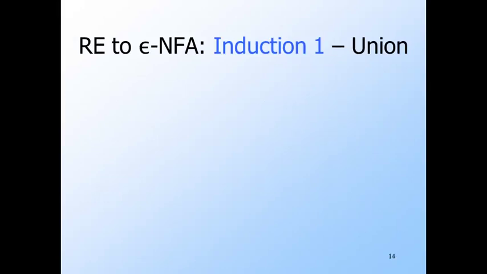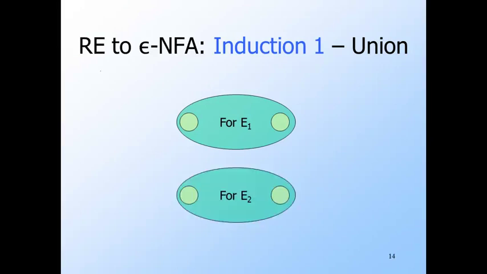There are three cases depending on whether the outermost operator is union, concatenation, or star. Here's the construction for union. Suppose our expression is E1 plus E2. Both E1 and E2 have fewer operators than the entire expression, so the inductive hypothesis applies to these sub-expressions. We may thus assume that there is an epsilon NFA of the desired form for E1, and likewise for E2.